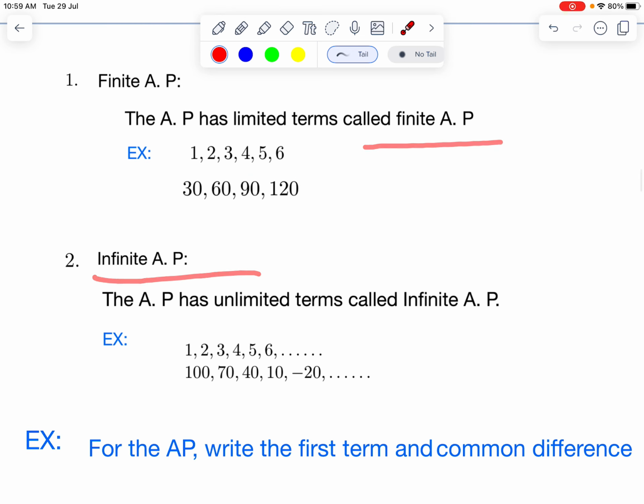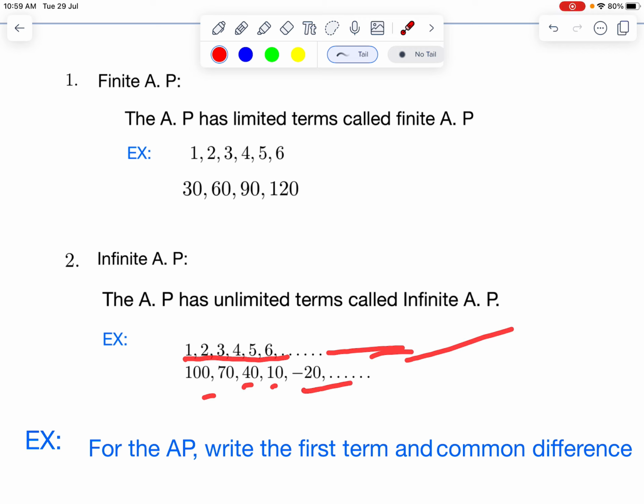Infinite AP. The arithmetic progression has unlimited terms, meaning the last term is infinity, undefined. 1, 2, 3, 4, 5, 6, and so on. 100, 70, 40, 10, minus 20, infinity. Okay. It is called infinite terms.